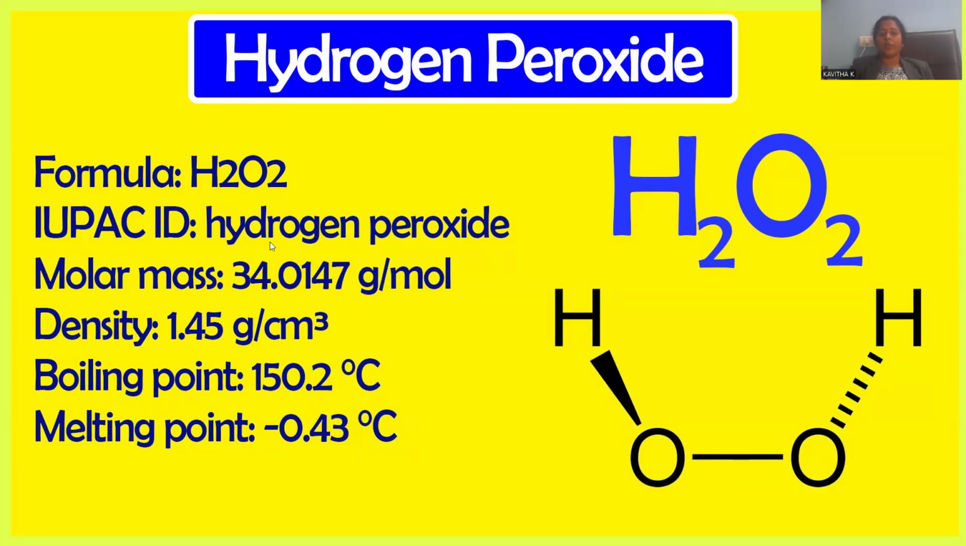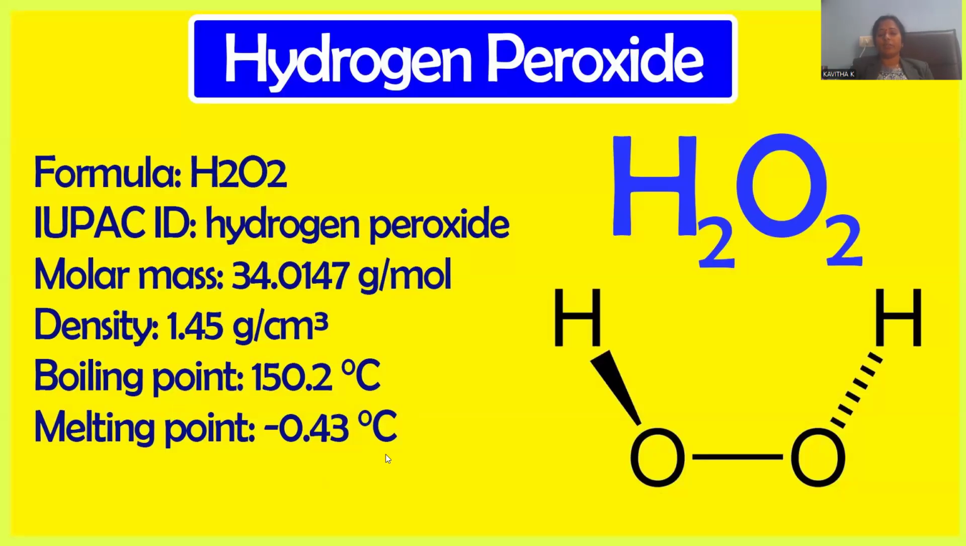In accordance with the IUPAC, hydrogen peroxide is the common nomenclature, and the molar mass for this molecule is 34.0147 gram per mole. The density of the molecule is 1.45 gram per centimeter cube. It is the density, right? Boiling point: hydrogen peroxide boils at the temperature 150.2 degrees centigrade. Melting point is mentioned as minus 0.43 degrees centigrade.